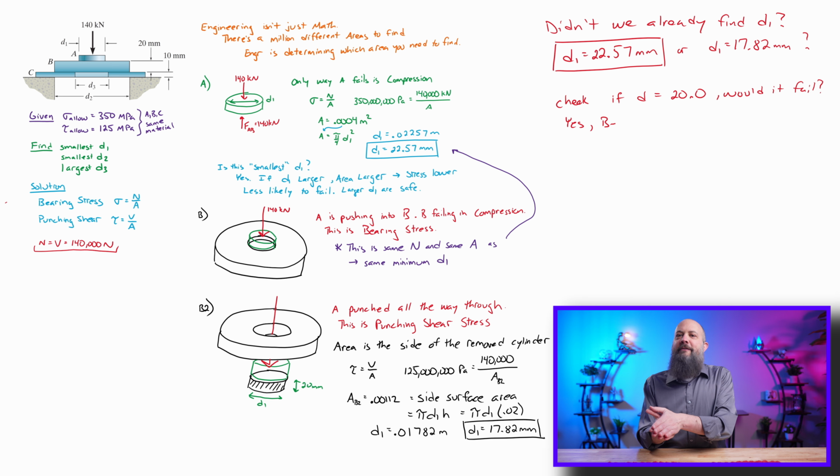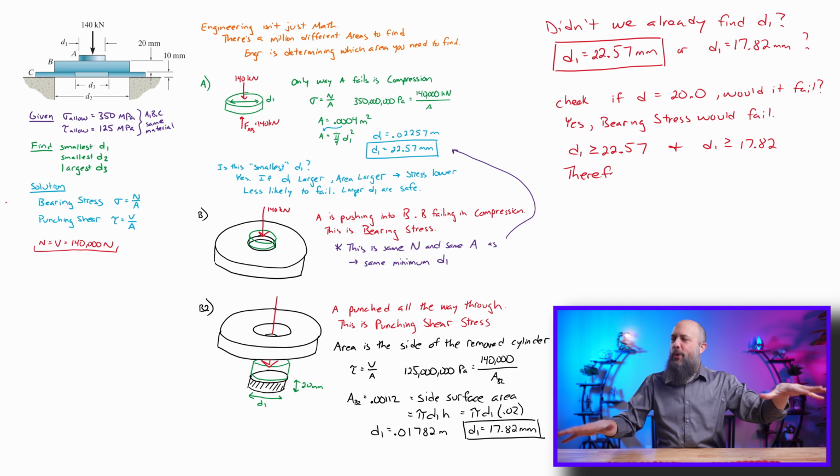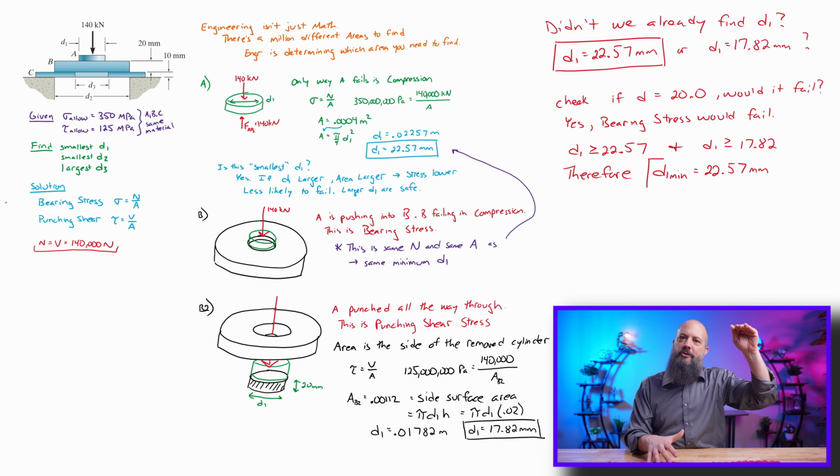So a value larger than 17 will make it so that B doesn't fail in shear. A value of 22 will make it so that both B doesn't fail in shear and A and B don't fail in compression. It needs to be higher than the highest minimum value. So our overall minimum value for D1 is the 22, so that both options will be safe above that level.